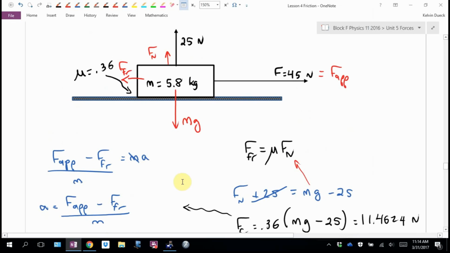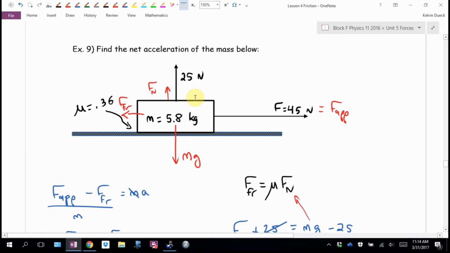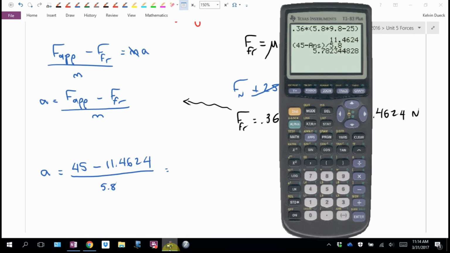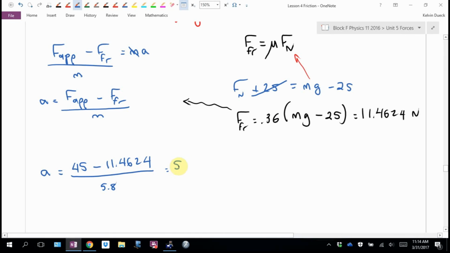For what it's worth, how many sig figs should I go to in my answer? I think 2. If you wrote 5.78, I'd take that. I'm going to go straight 5.8. Final bit, Sarah, acceleration units.